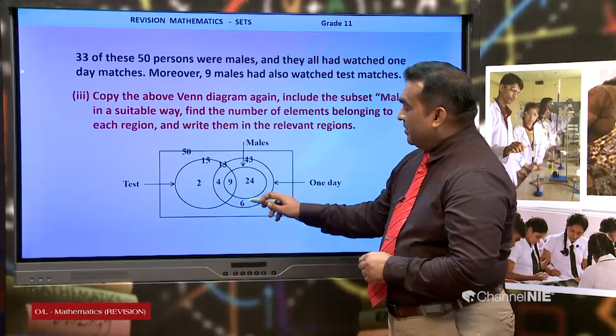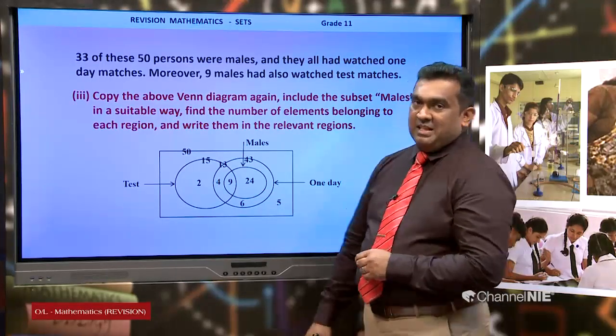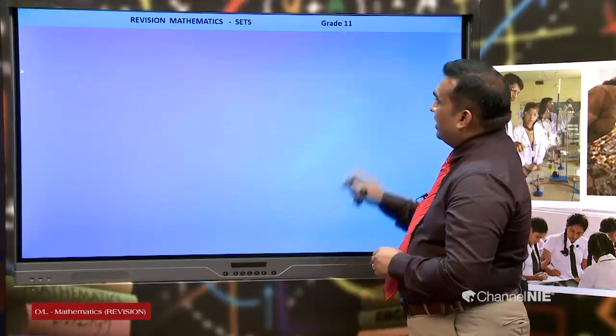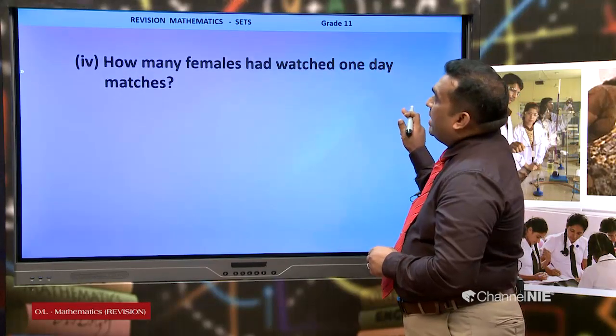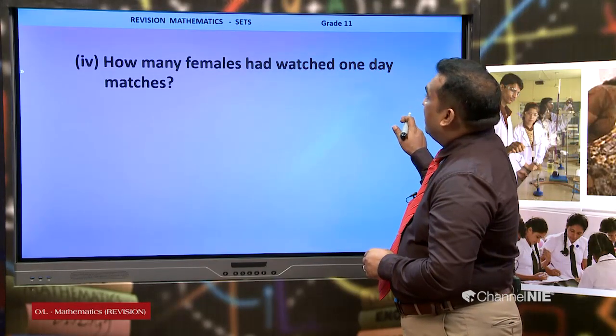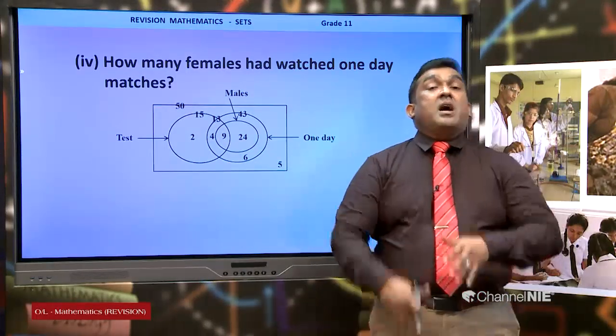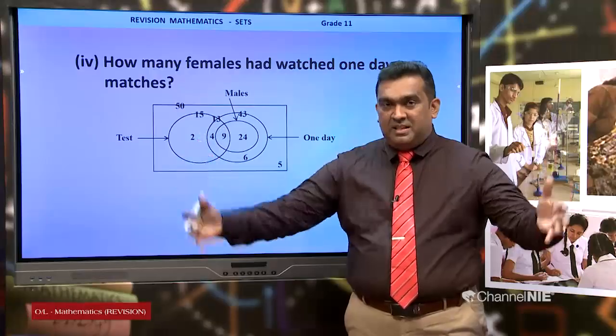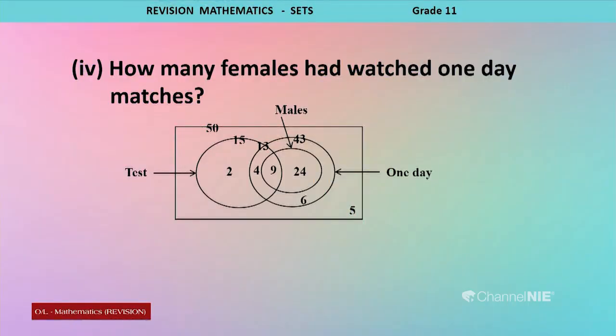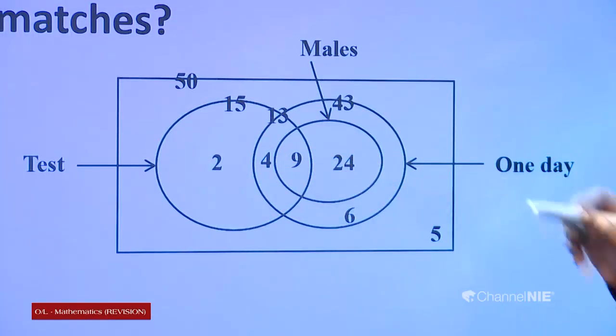43 minus 37 is 6, right? Easy one, very easy. How many females had watched 1 day matches? Female means complement of males. Female means not male. Complement of male. Out of this set, out of male, you have female.